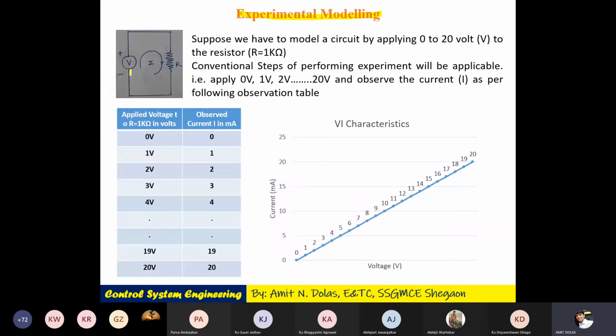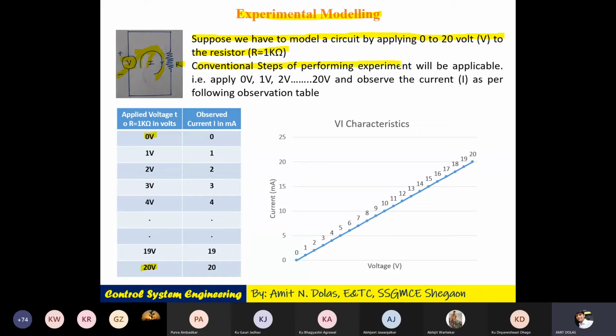Very simple example. I have a DC voltage source connected to a resistance. Of course, as the voltage is applied, current I will pass. I will use this voltage source as variable. I will vary it from 0 volts to 20 volts in steps of 1 volt, so 0, 1, 2, 3, 4 up to 20. Suppose we are applying 0 to 20 volts to a resistance of 1K.